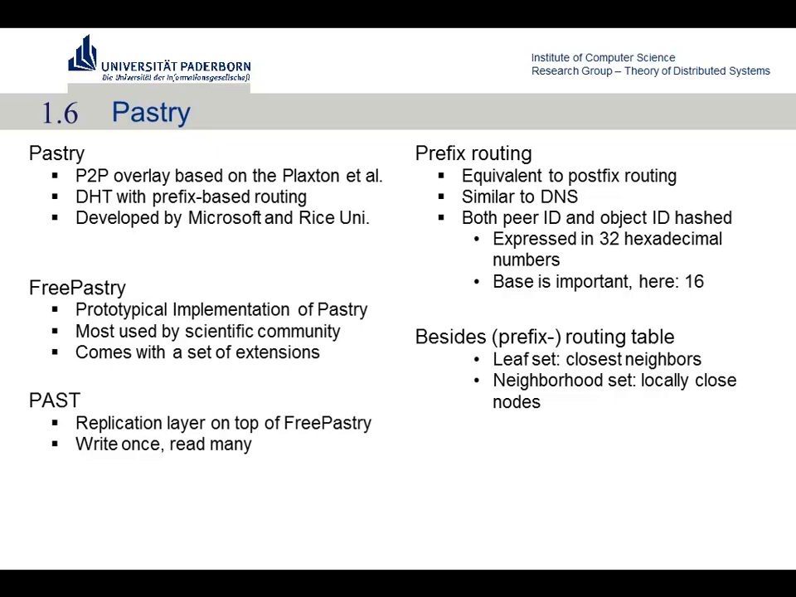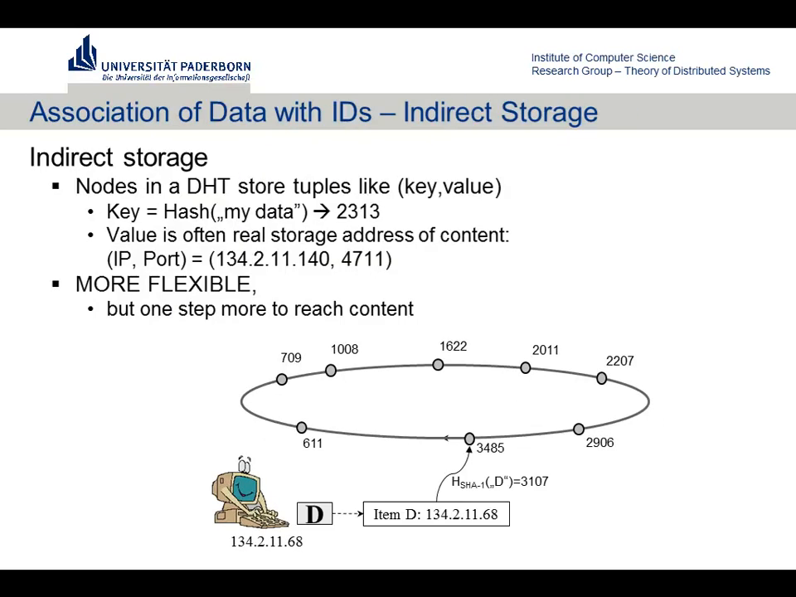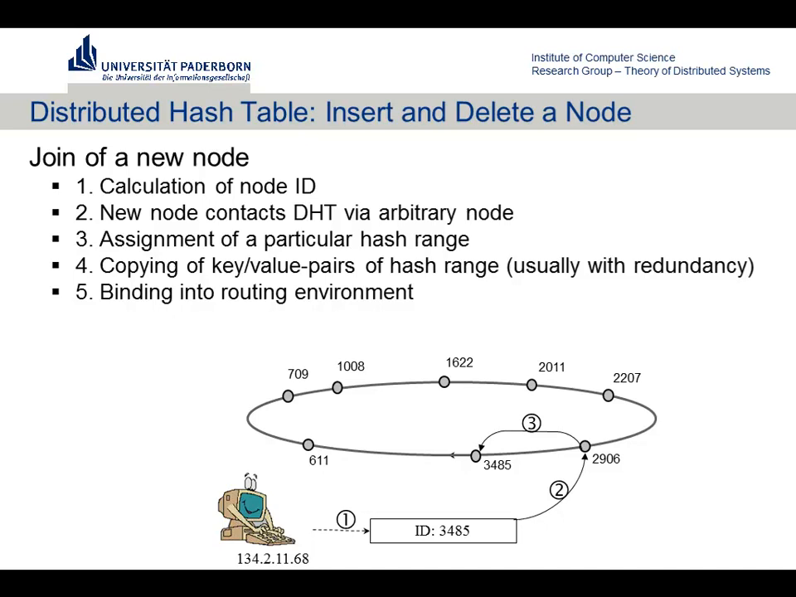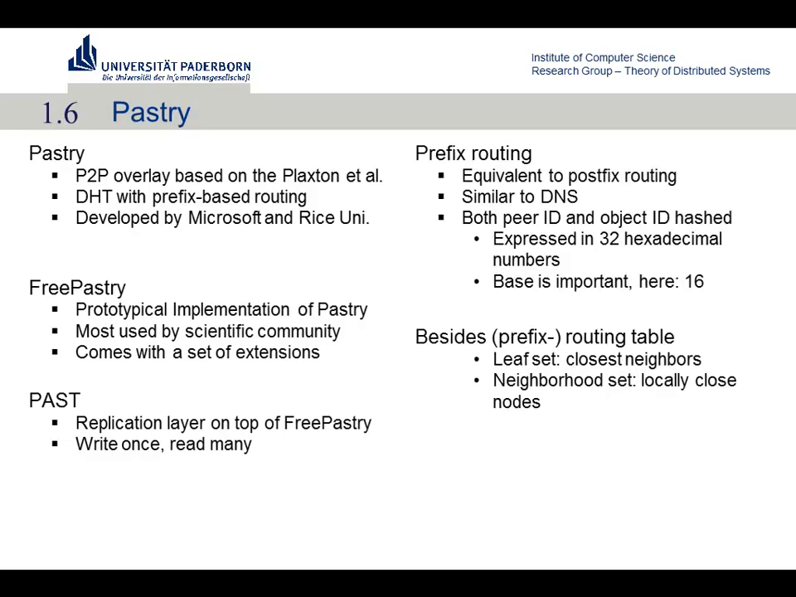We will see an example of how the routing works. Beside the routing table, you also have a leaf set. If you are a node somewhere in the network, you would like to know your numerically closest neighbors. So you want to know which are the 5 or 10 numerically closest nodes. That's the leaf set. And the neighborhood set is more geographically close, so which nodes are also from Paderborn and also from Germany, for example. So these two sets you also have.